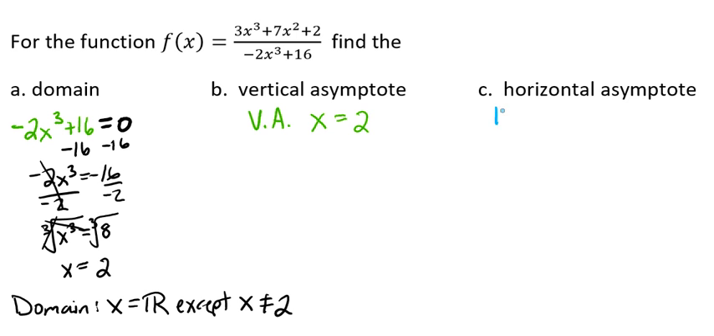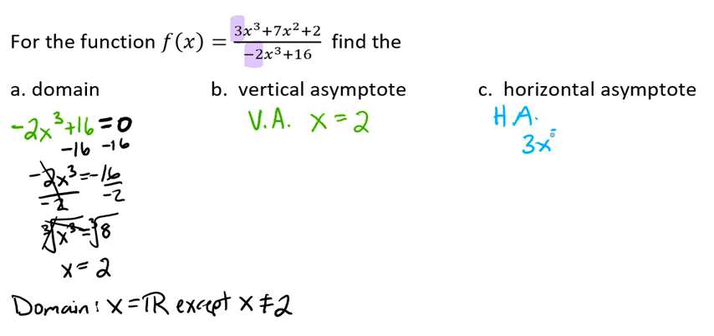To find our horizontal asymptote, we're going to take a look at our powers, at our degrees. So in our numerator, we have a degree of 3, and in our denominator, we have a degree of 3. And because they are equal, we're going to take those leading coefficients and stack them. So we're going to take 3 over negative 2. Let's write that down so we can see it.